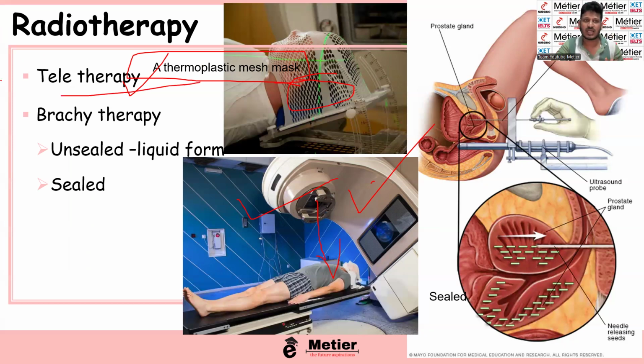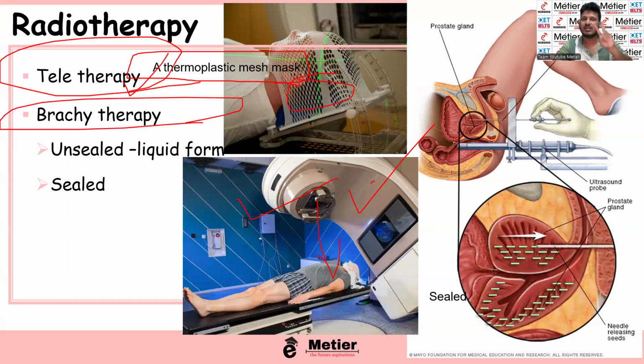So this is all about the teletherapy. The next important thing is brachytherapy. See, in brachytherapy, two things are there. The first one is unsealed and the second one is sealed. In unsealed, the ionizing agent which we are using is in a liquid form. That is called as what?